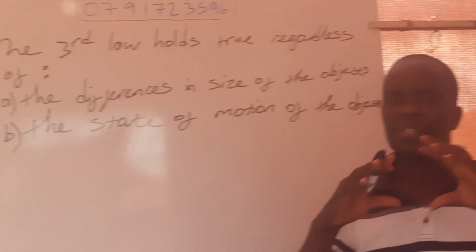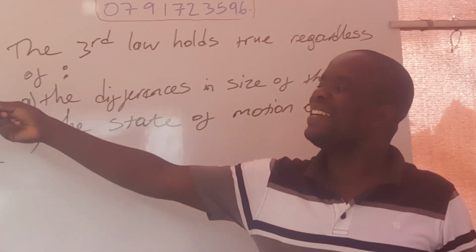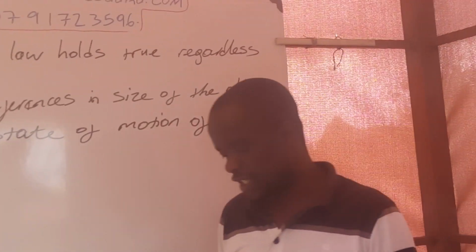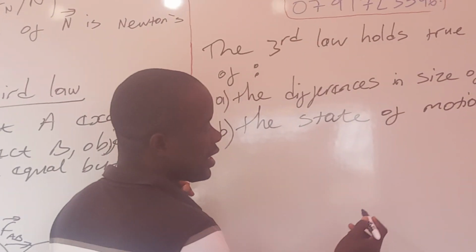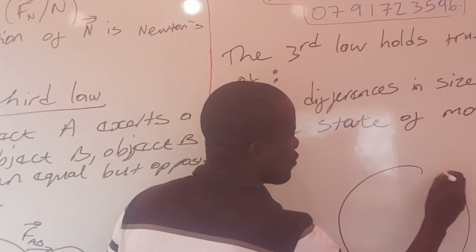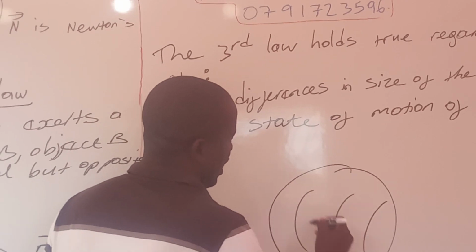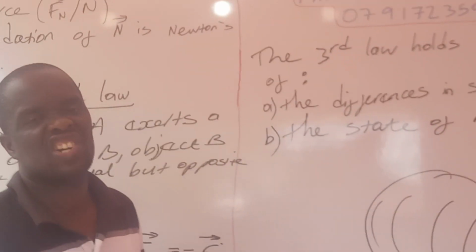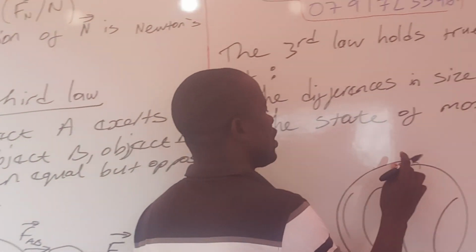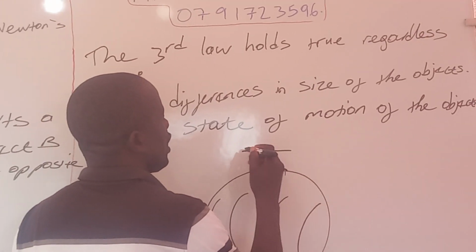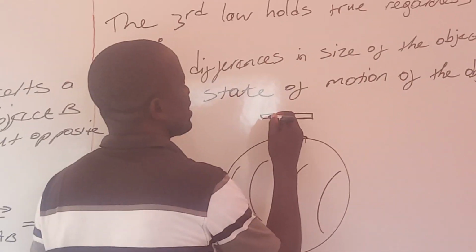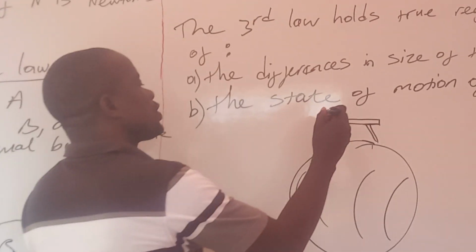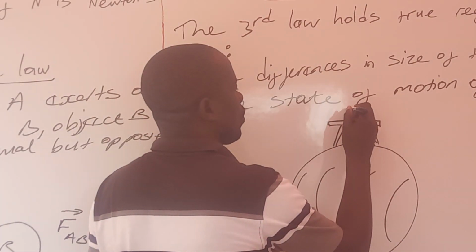Now, how does Newton's third law link with our normal force? That's what I want us to have a look at now. Remember, we have agreed that our Earth is spherical like that, and our Earth is pulling all objects, or attracting all objects, towards itself. If I have a table that is sitting on the Earth's surface like that, and I put a box on top of this table, right?